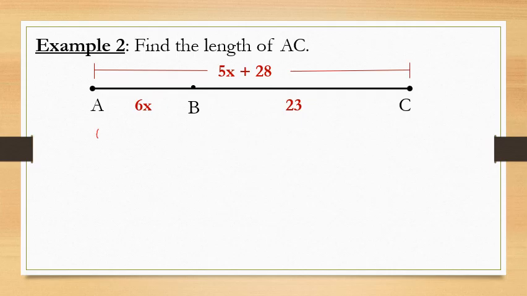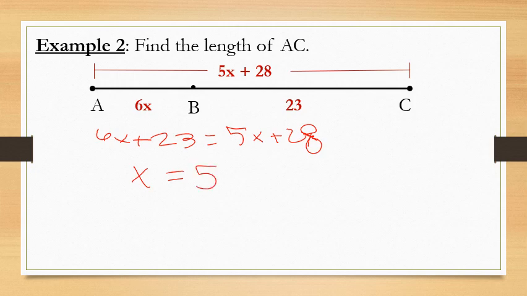So I know that if I take 6x plus 23, that should equal the length of my entire segment, which is 5x plus 28. With a little bit of algebra, I'm going to get my x's on one side. And if I solve that, I get x equals 5. So I can substitute x back in for AB. It's going to be 6 times 5, which is 30.